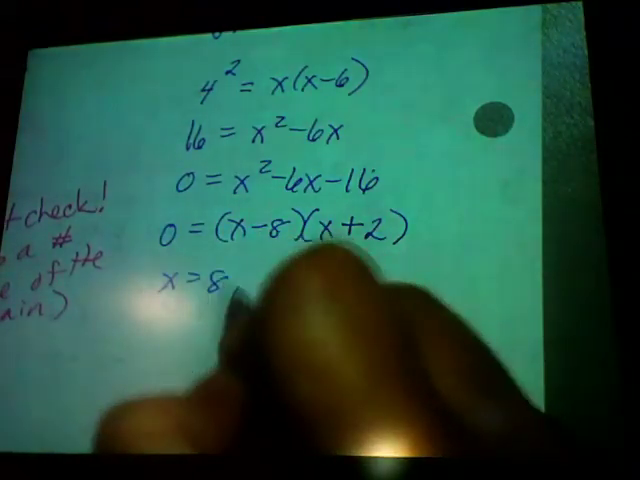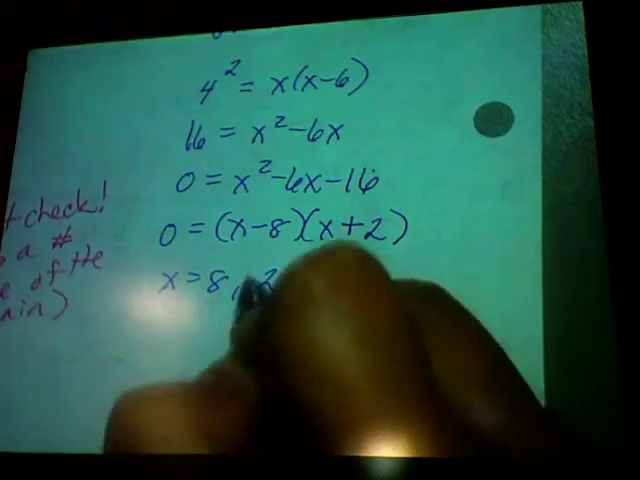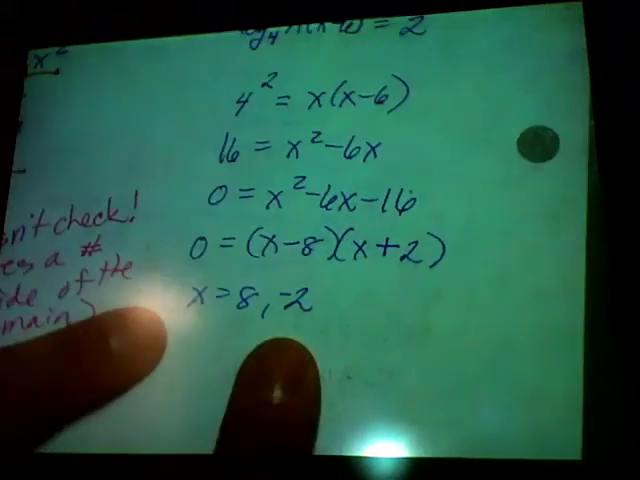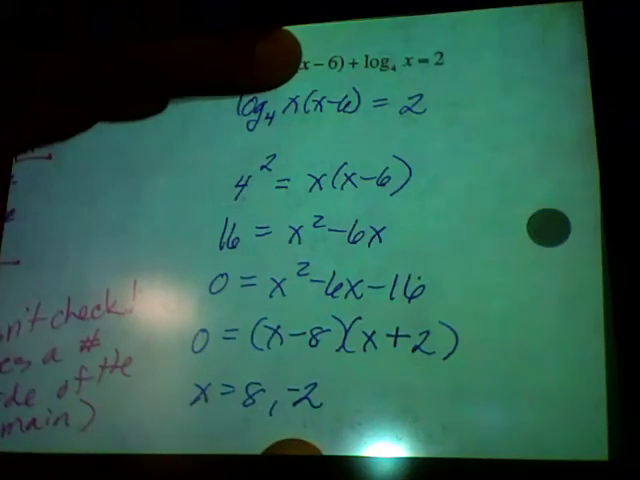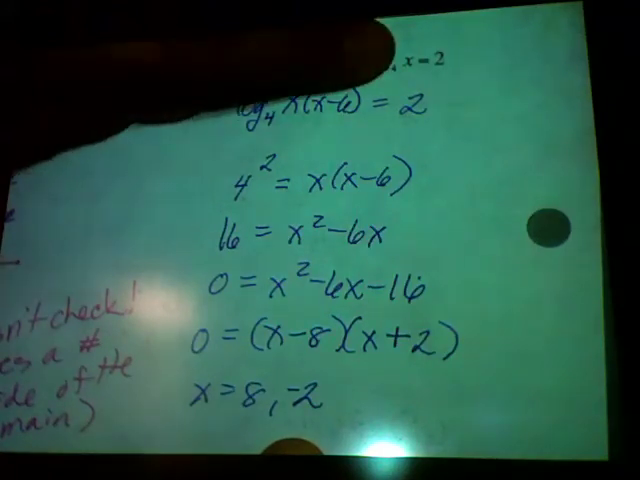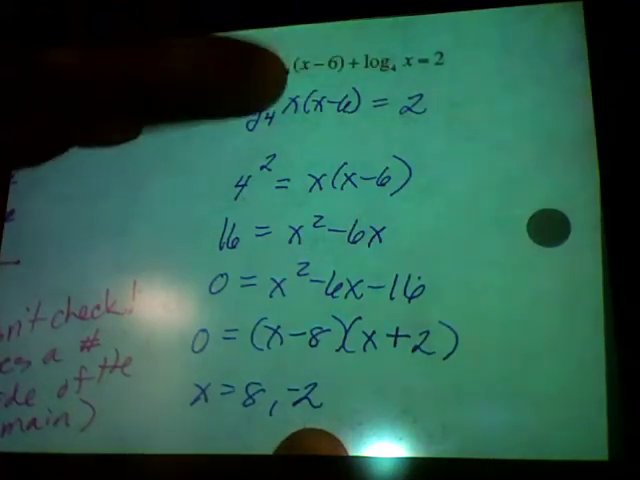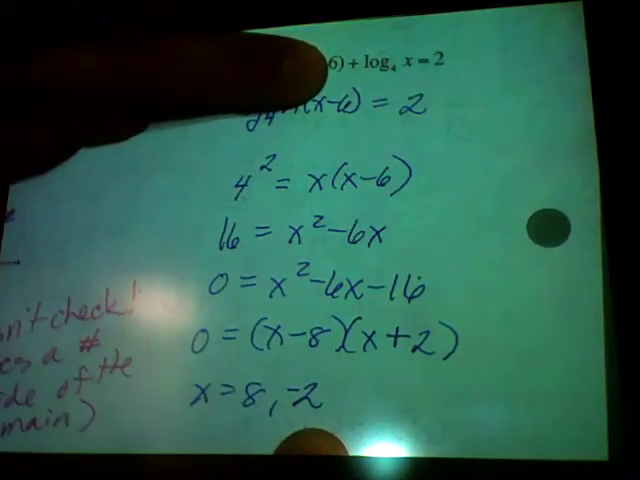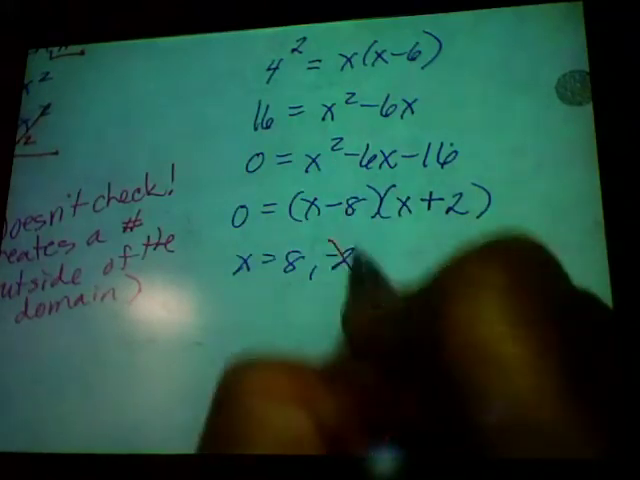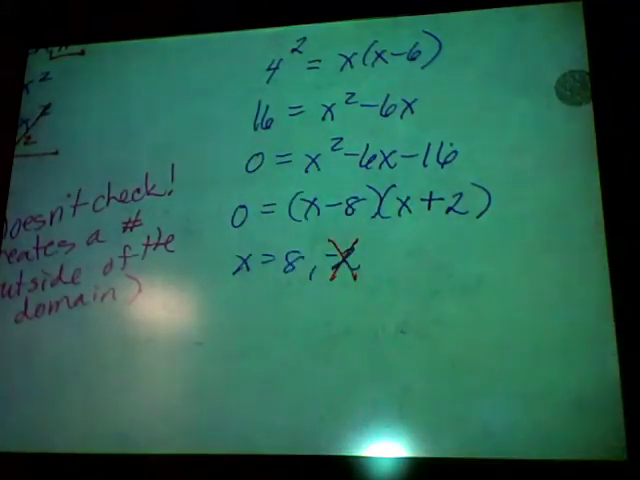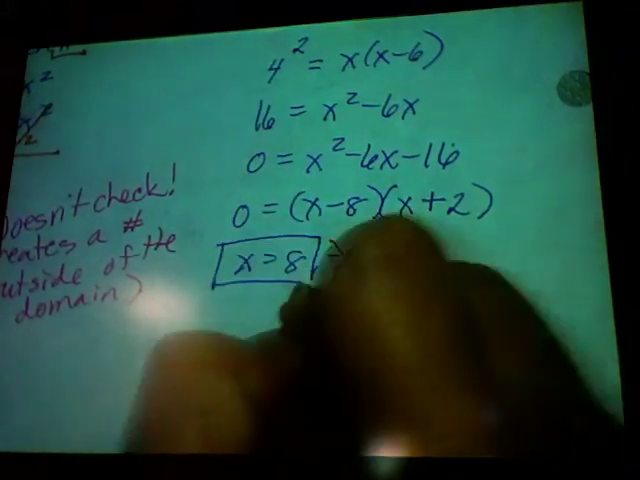8 and negative 2. It might be okay to have a negative. We just have to check it in the original. So what is 8 minus 6? That's okay, and the 8's okay there. What about the negative 2? What's a negative 2 minus 6? Can we have that? All right, so we're not canceling it because it's negative. We're canceling it because it creates a negative log, right? And so that means that's my only answer.